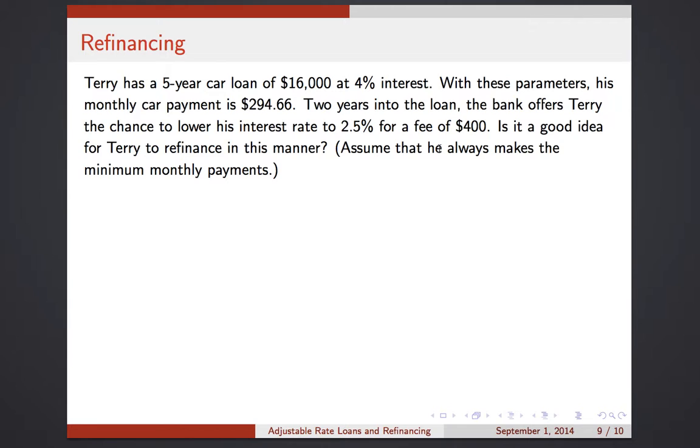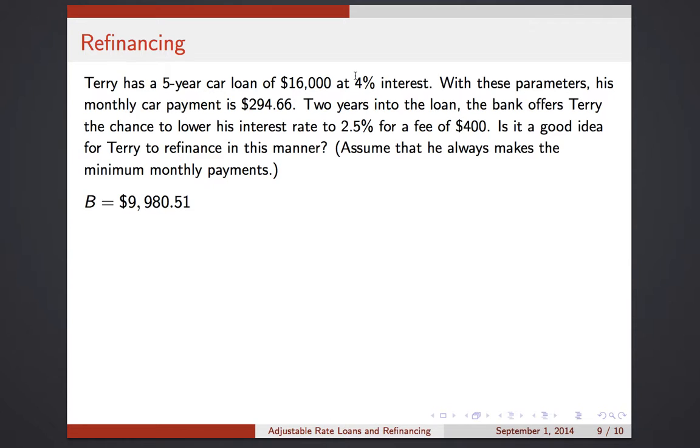So the question is, should he do it? And assume that he's always making minimum monthly payments. So let's see what happens. We're going to do what we just did a second ago, but now the interest rate will drop. So let's analyze what happens.